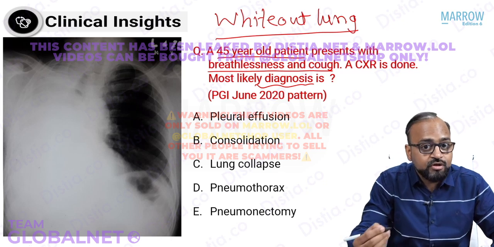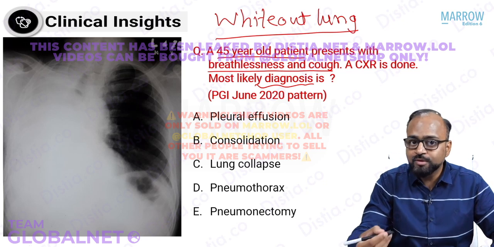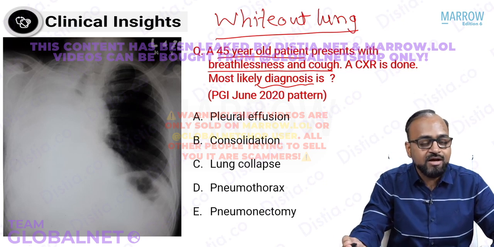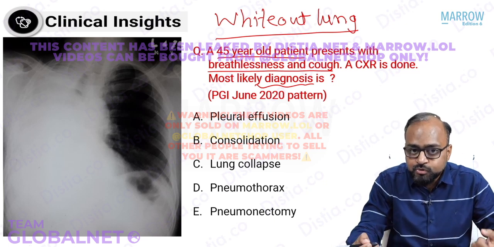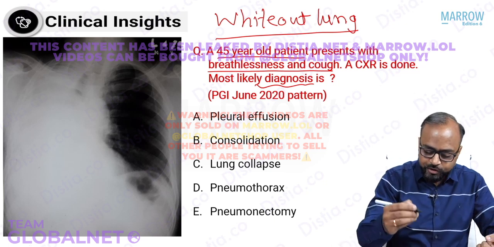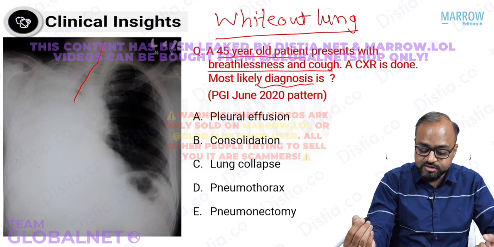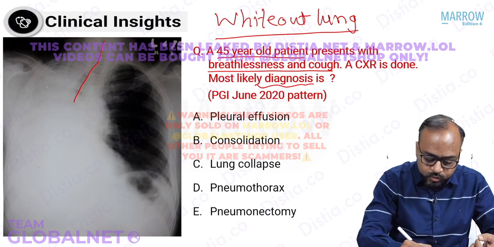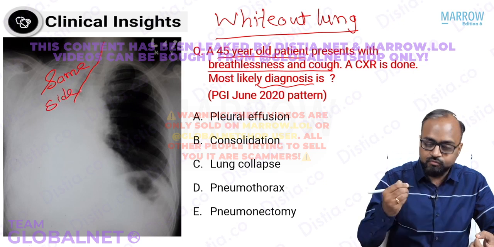So if you have to know what is the cause, underlying pathology of white out lung, what you should look at? You should look at mediastinal shift. Look at the trachea. Trachea contains air, so it will appear black or lucent. Look at the tracheal position. Can you identify it? I'll draw it for you. See, this is how the trachea is coming. But see what has happened to the trachea. The trachea is deviated towards what side? Towards the same side as the white out lung.